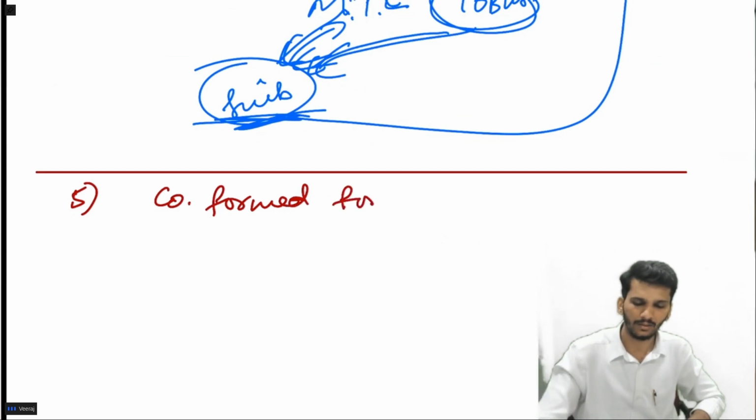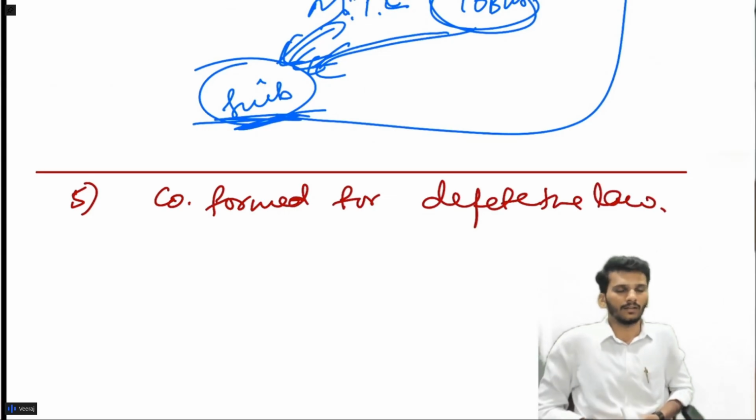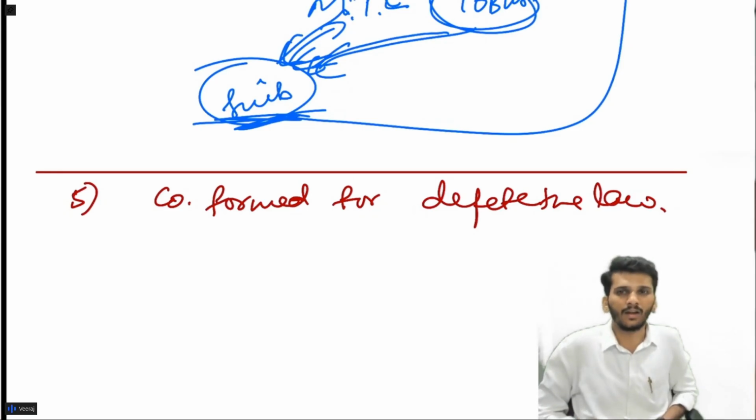Common for defeat the law. See, there is something called a non-compete agreement or non-solicitation agreement in every type of business. What is non-compete or non-solicitation? When I'm teaching here, I should not teach in some other academy. This is what we call non-compete.